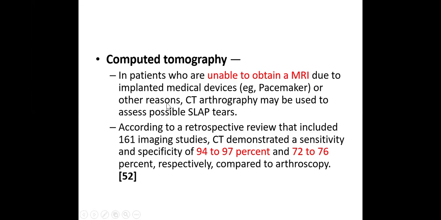So फिर वहाँ पे जो है CT scan आर्थोग्राफी, ये एज ए सेकेंडरी मेडिकल इमेजिंग ऑप्शन के तौर पर जो इसको यूज किया जा सकता है. According to a retrospective review that included 161 imaging studies, the CT scan demonstrated a sensitivity and specificity of 94 to 97% of sensitivity and 72 to 76% of specificity compared to arthroscopy. So again, we can see here that they have a good sensitivity, but उनकी जो specificity है that is a moderate level.